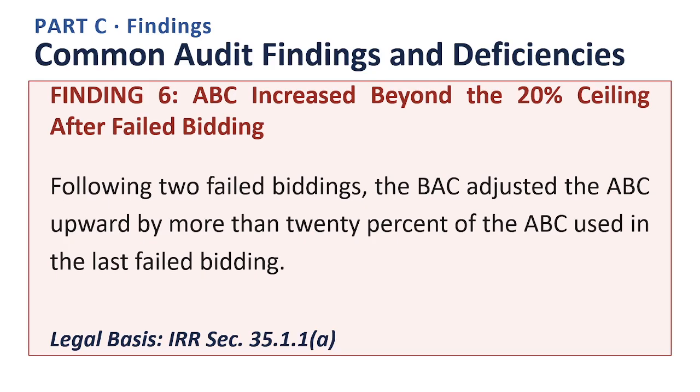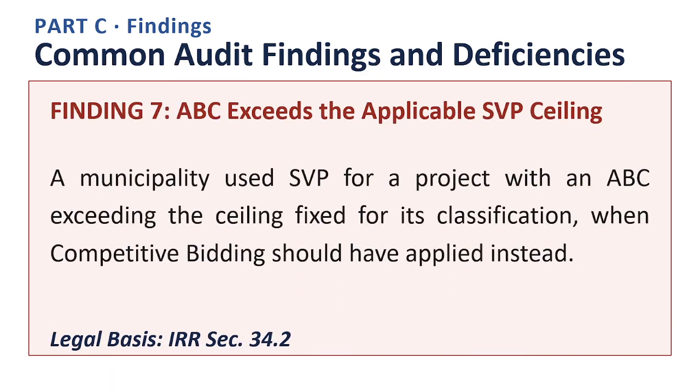Auditors look for this pattern because it usually signals that a required planning or documentation step was skipped rather than genuinely completed. The practical safeguard is to always ask for the specific supporting document before accepting the figure at face value. Next slide. Finding number 7. ABC exceeds the applicable SVP ceiling. A municipality used SVP for a project with an ABC exceeding the ceiling fixed for its classification, when competitive bidding should have applied instead. The legal basis for this finding is the Implementing Rules and Regulations section 34.2.